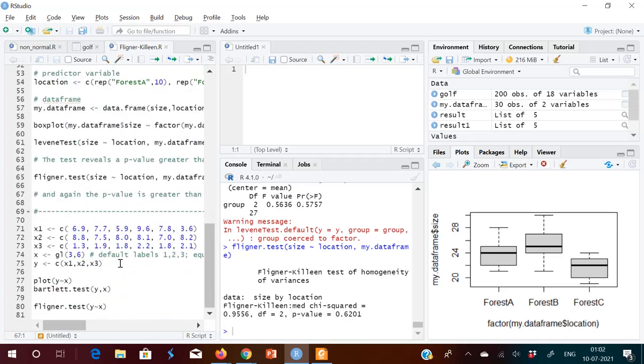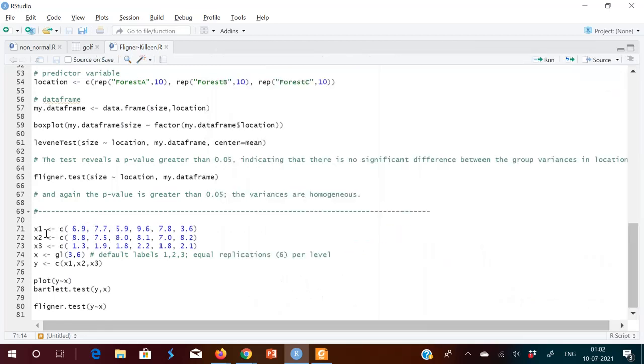One more example I have put here, so I will show you that. Here I am making x1, x2, x3, and the gl command is for making levels. I want 6 levels with repeat. So 1, 1, 1, 1 will come, 2, 2, like that 6 times, 3, 3. So here 1, 2, 3, 4, 5, 6, so 6 are there, that's why 6 times.